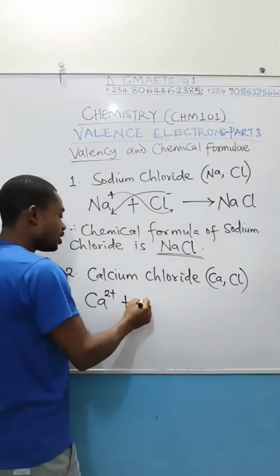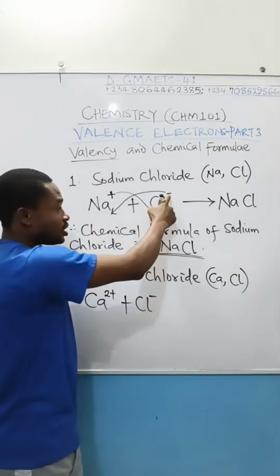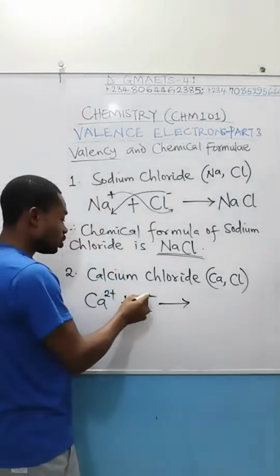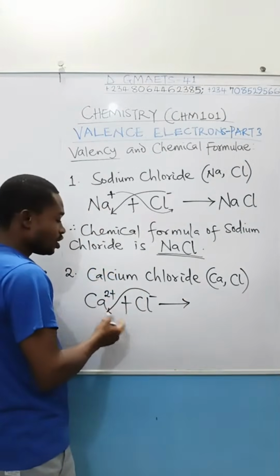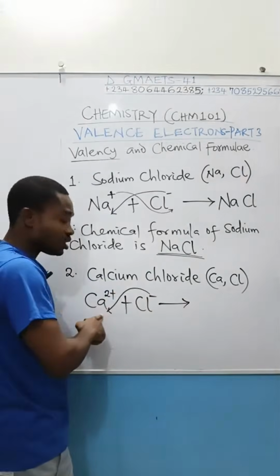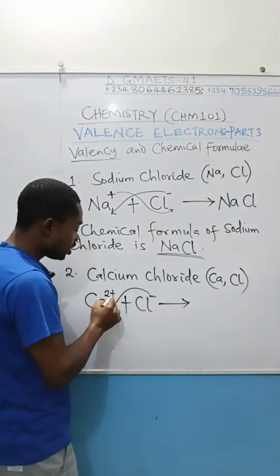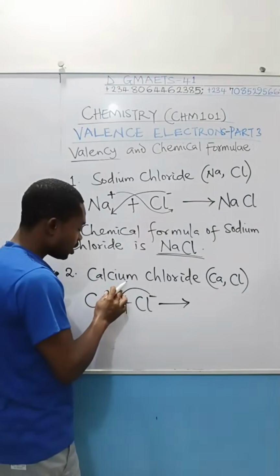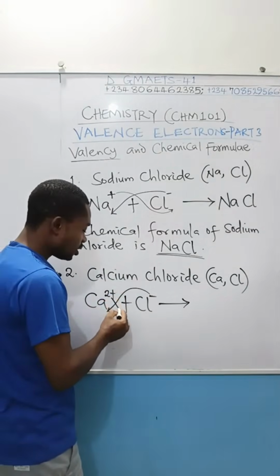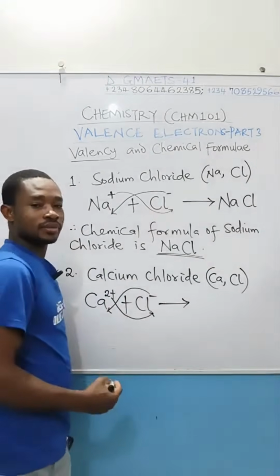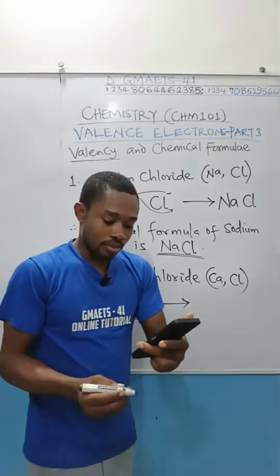And then it is combining with chlorine. Valency of chlorine is -1 already, as we have it. When they combine, what will they do? They will interchange their valencies. So chlorine will give the valency to calcium as its atomicity. Then calcium will give its valency to chlorine as its atomicity. Then they will now combine.